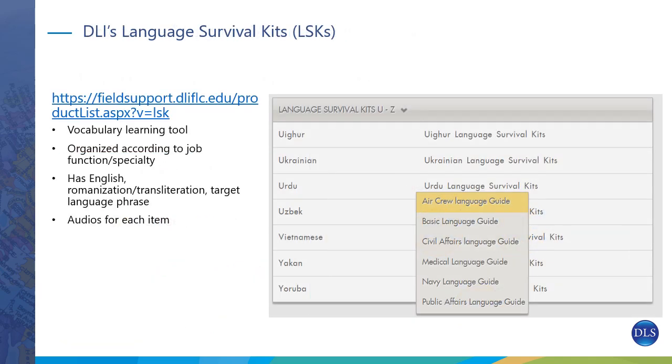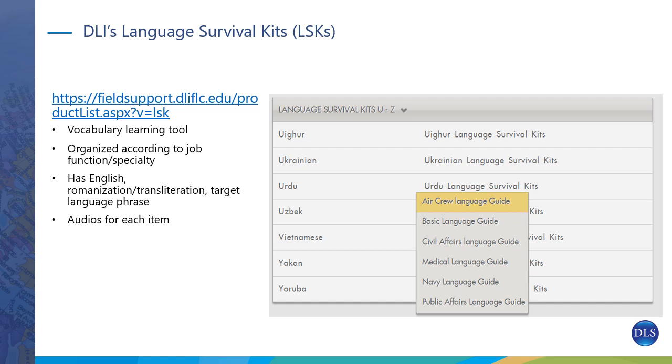Another resource that might be helpful for your beginning learners are DLI's Language Survival Kits, or LSKs. LSKs are really a vocabulary learning tool. They are available, like a lot of DLI offerings, in many languages, even some less commonly taught languages. So you may find lists for your language if you can't find other resources that are available.